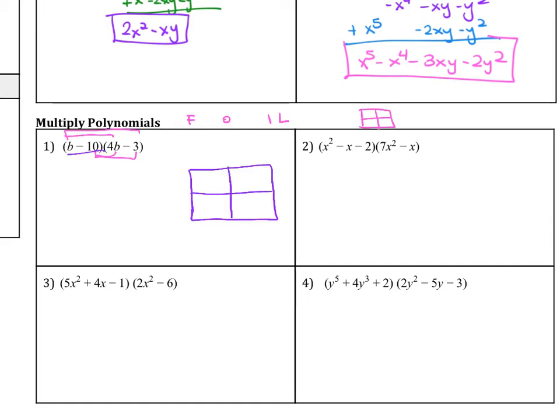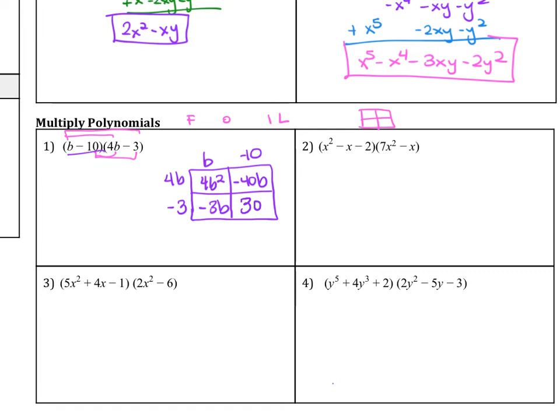So then we write b minus 10. It doesn't matter which way it goes. Just remember to bring the sign with it. That is very important. So let's multiply what meets in this box. So 4b times b becomes 4b squared. Then we have 4b times negative 10, that is negative 40b. Then we have negative 3 times b is negative 3b. Then we have negative 3 times negative 10 is a positive 30.